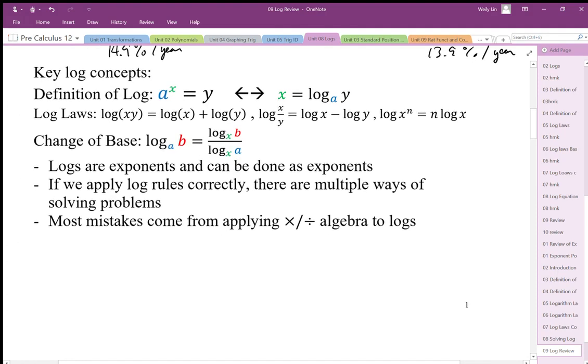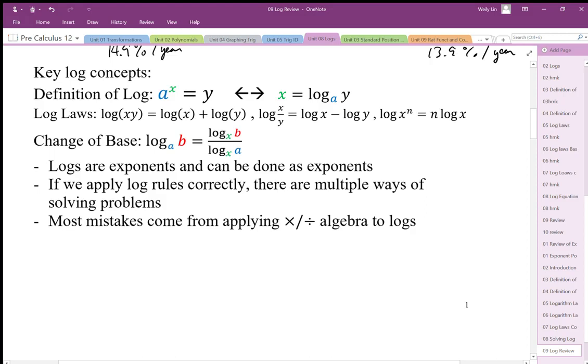Okay, so logs are exponents, exponents are logs, so we can do log problems as an exponent problem or exponent problem as a log problem. It doesn't really matter. Whatever is more convenient or easier. If you can apply log rules correctly, there's multiple ways to do any log or exponent problem. Okay, so there's many different options that you can choose, as long as you don't make up some new rule that doesn't exist. And most of the mistakes come from misapplying adding, subtract, multiplying, and dividing rules, algebra rules, to log rules. Okay, they're not the same.